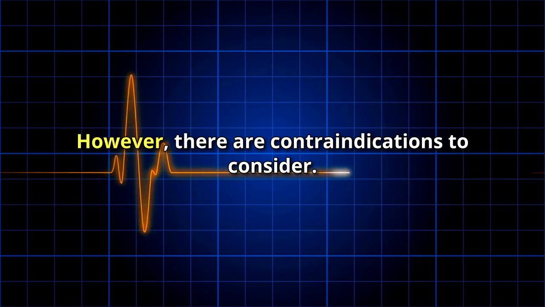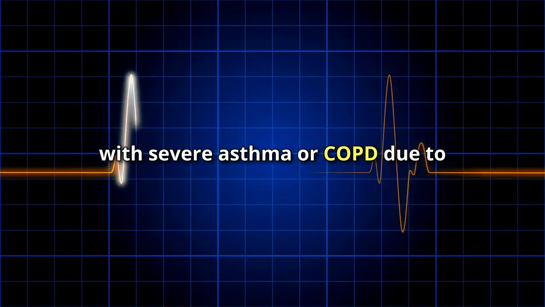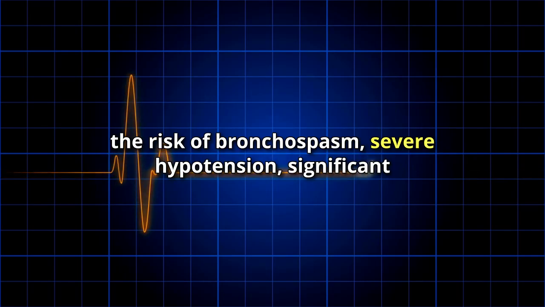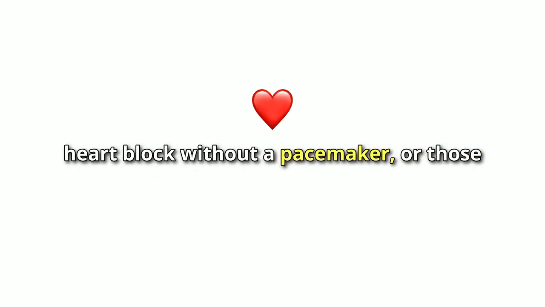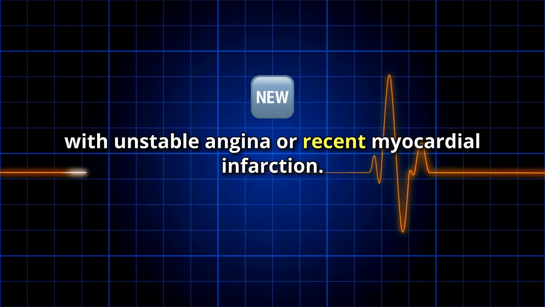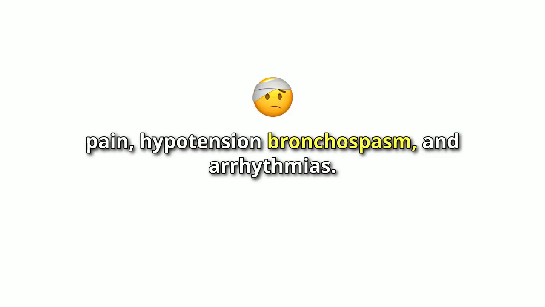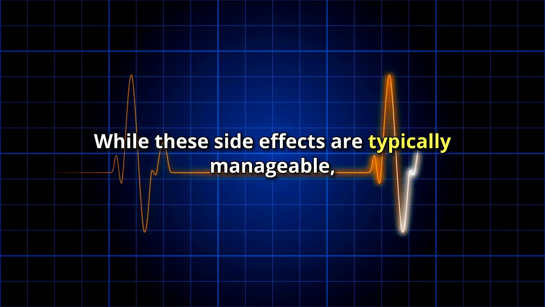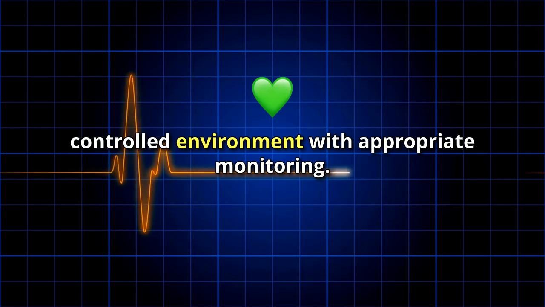However, there are contraindications to consider. The test is not recommended for patients with severe asthma or COPD due to the risk of bronchospasm, severe hypotension, significant heart block without a pacemaker, or those with unstable angina or recent myocardial infarction. Potential complications of the test include flushing and headache, chest pain, hypotension, bronchospasm, and arrhythmias. While these side effects are typically manageable, the test should be performed in a controlled environment with appropriate monitoring.